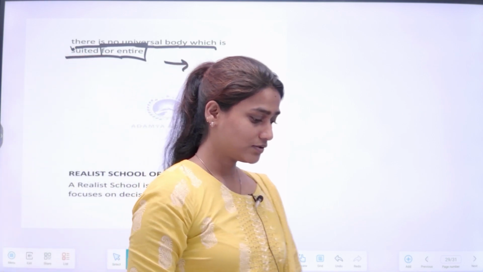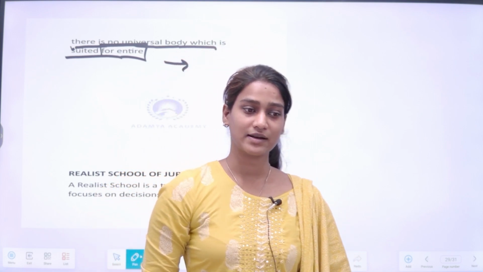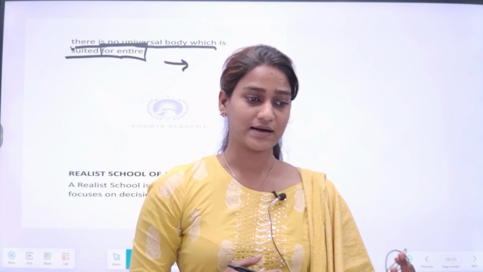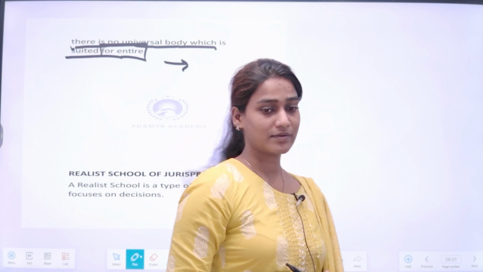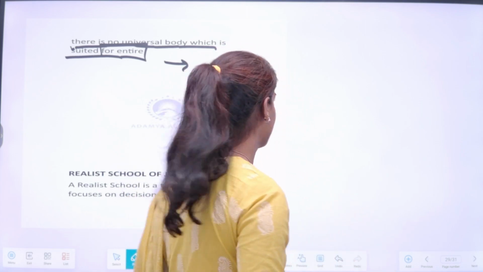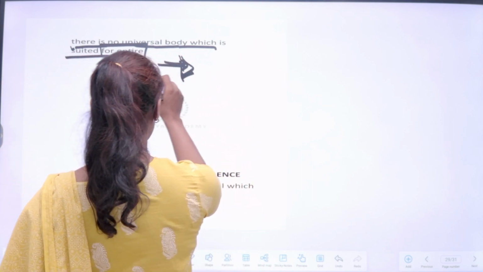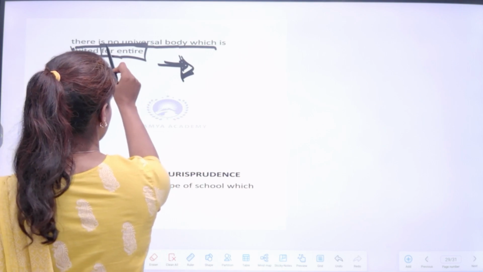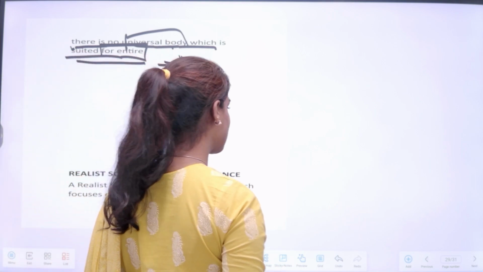So we have looked into this in the historical school as well, which states that there is no universal law which has to be followed in society. The law depends on the society. If there is society A and society B, the law will be different in both societies. Similarly, law depends on the countries as well. The law will be different in country A, and the law followed in country B will be different. A similar notion is followed in the philosophical school of jurisprudence, in which it is stated that there is no universal body which is suited for the entire nation or entire society.